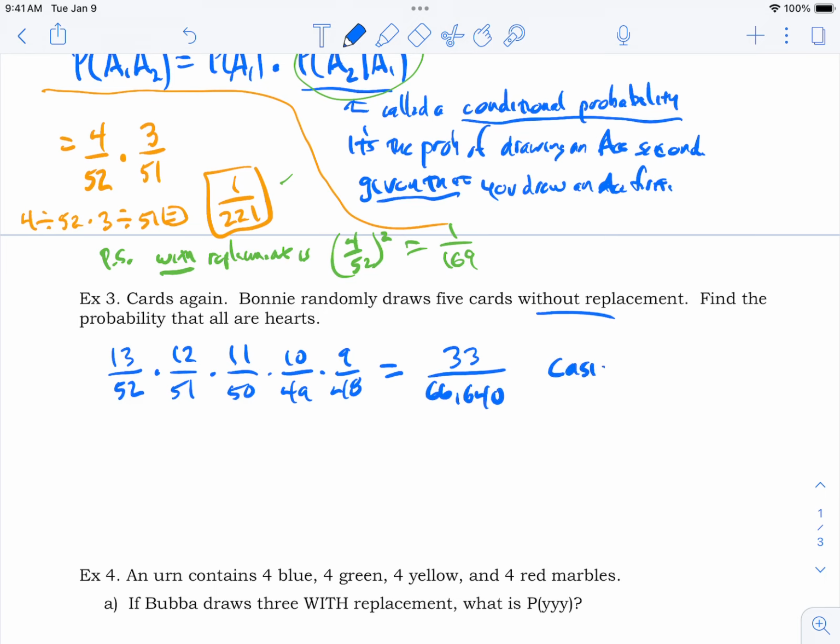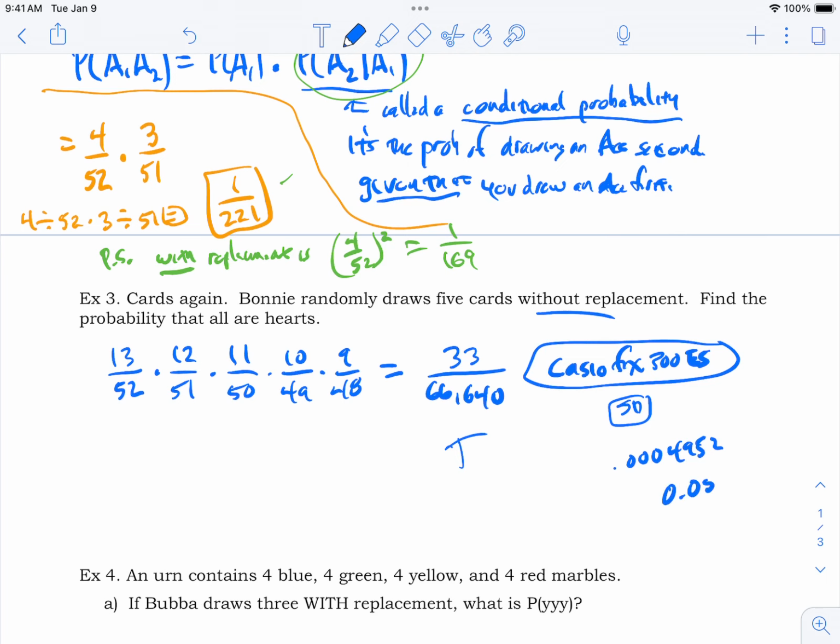How do I know that? I know that because I'm using a Casio FX-300ES. Nice calculator. $15 maybe. You might want to get it for this course because it gives you fractions right away. No muss, no fuss. And then you could just hit the SD button to turn that into a decimal. And if you did, you would get, what do we get? Something like 0.0004952, or I'll just round it, 0.05% roughly. Very close to 0.05%.